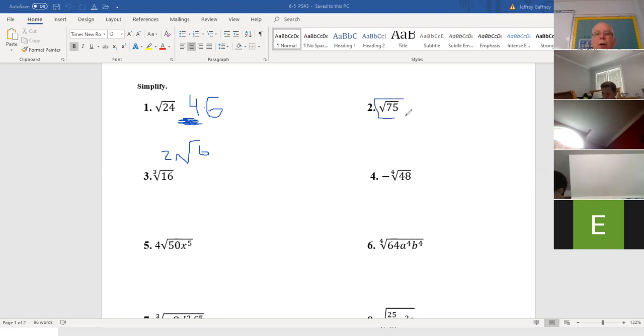75. We've seen that number a multitude of times. That's the same as 3 times 25, right? And we love 25 because that's a perfect square. So handle it the same way as you do number 1. The 25 comes out from under the radical as 5, and 3 stays under the radical. Good so far? All right. Good. Okay, number 3.